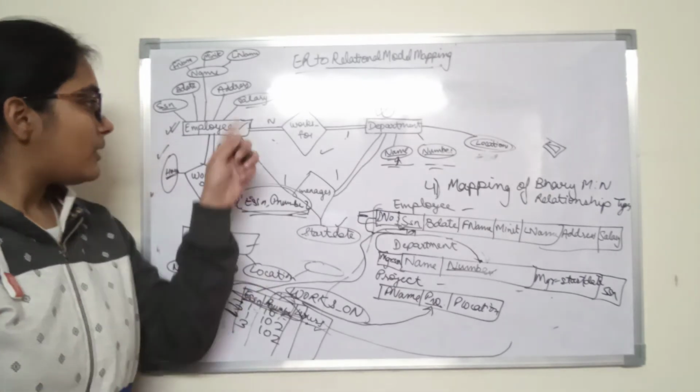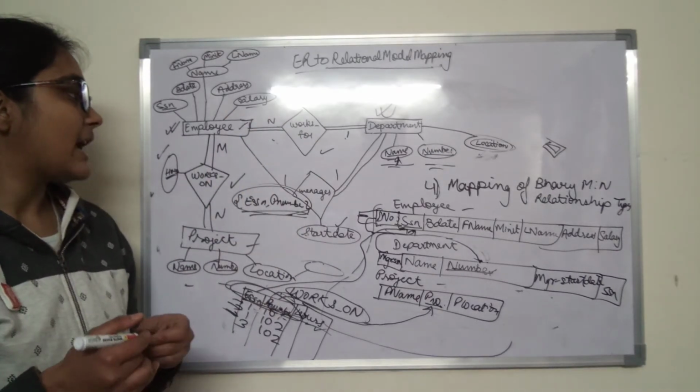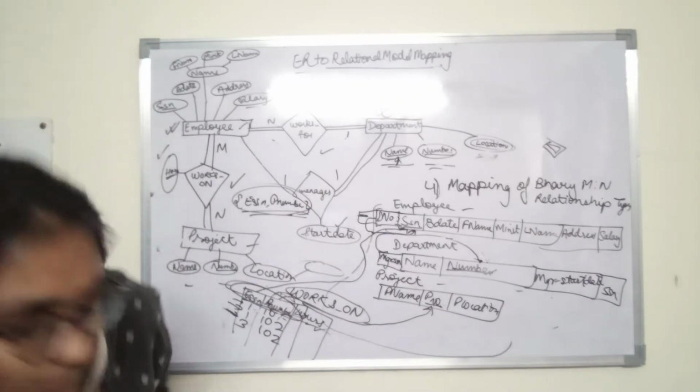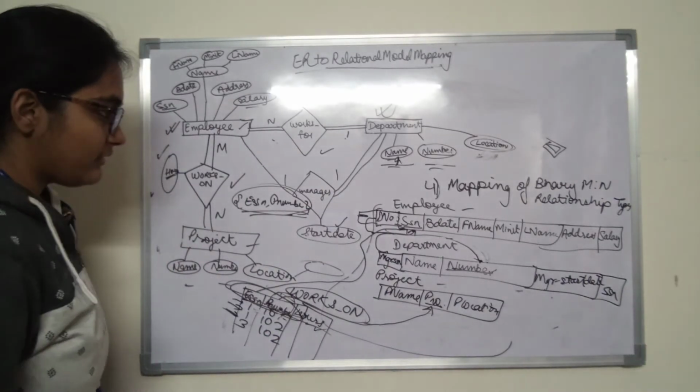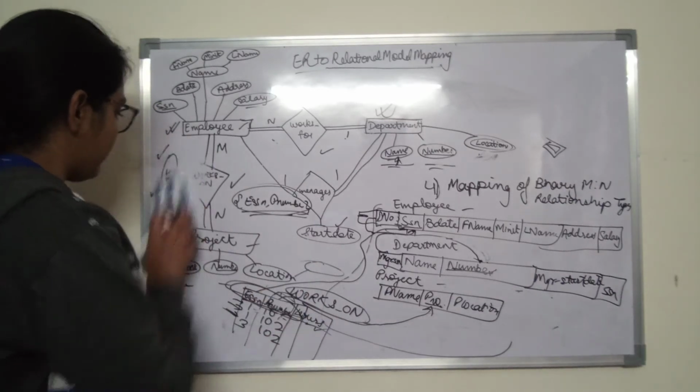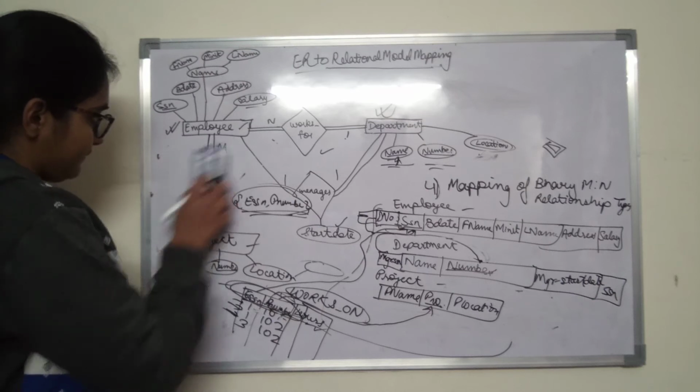So now let us talk about how to map the n:1 relationship type and the 1:1 relationship type using this approach. For this approach, we don't need this as of now, right?